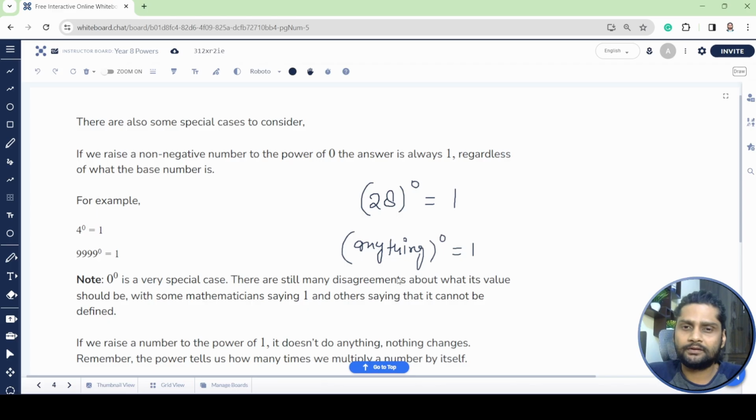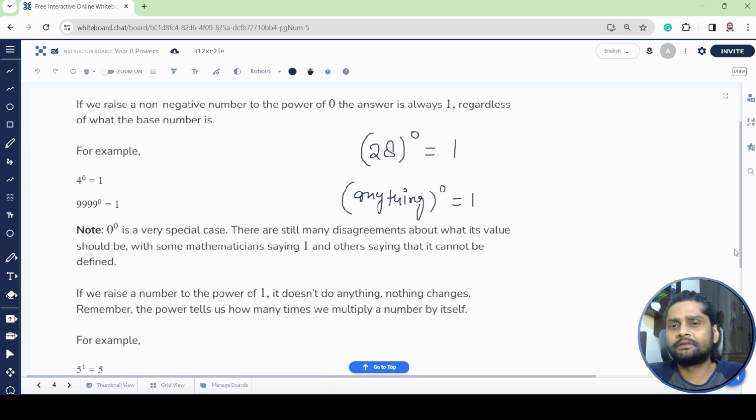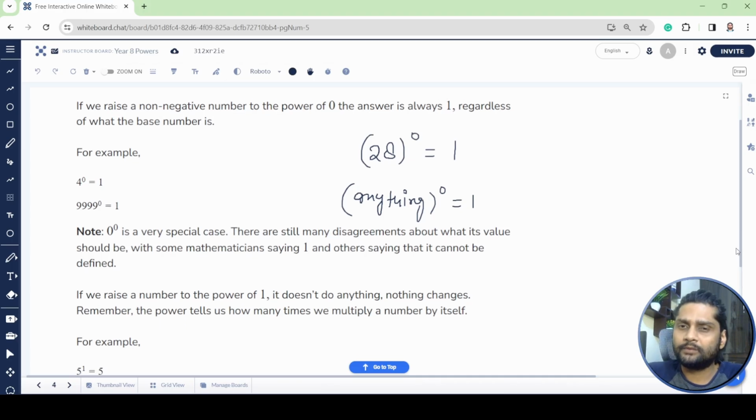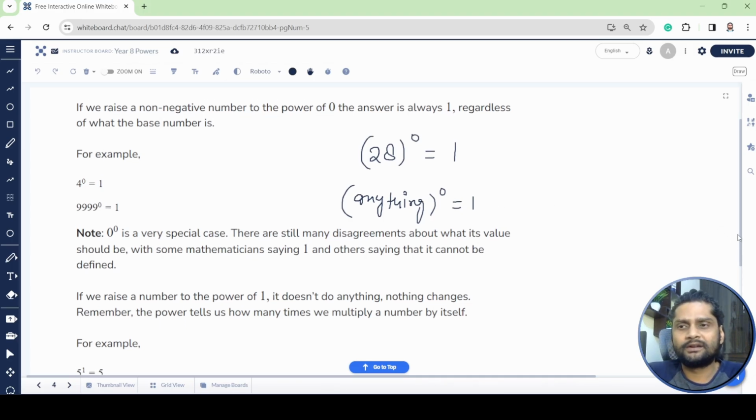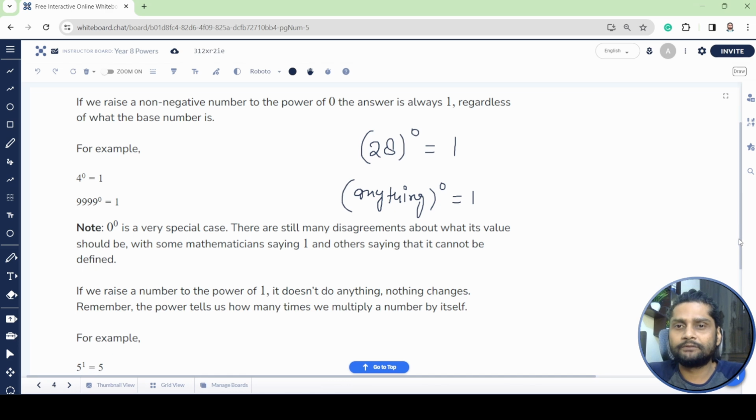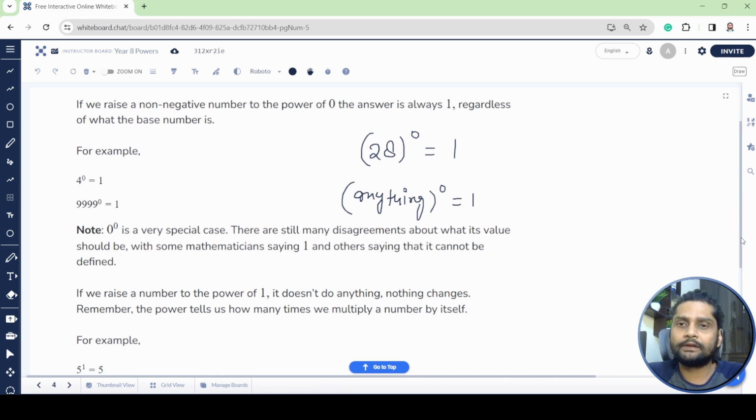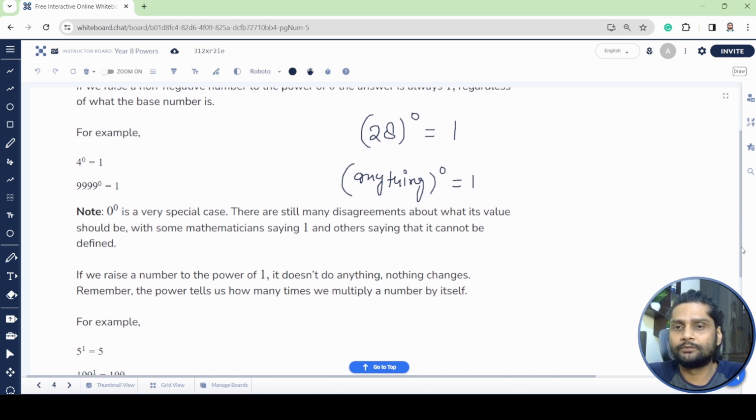Now again, there are some disagreements that we're not going to discuss right now. Some people say it's not defined, some people say it's just 1, but we can theoretically prove it, but that's not the case for now at your level. So you just remember anything raised to the power of 0 is always equal to 1.